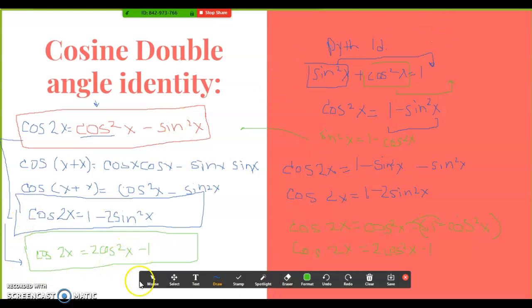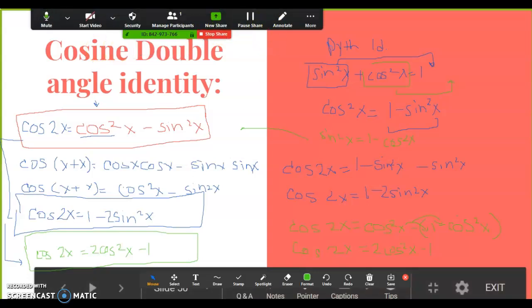All right. Let's move on and derive an identity for tangent.